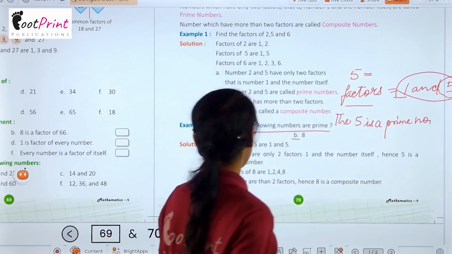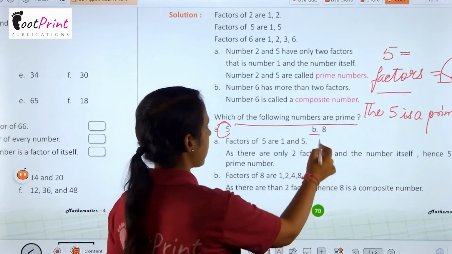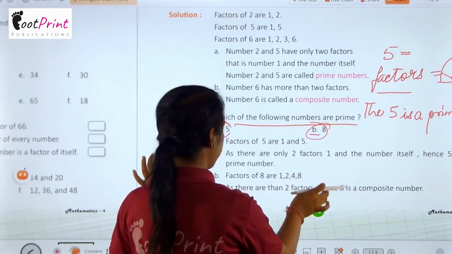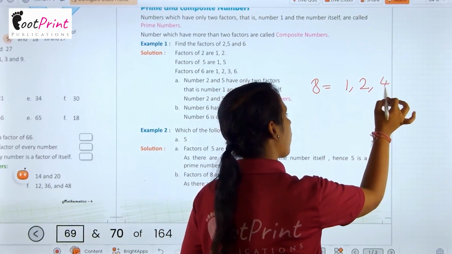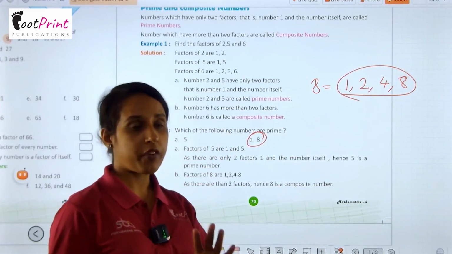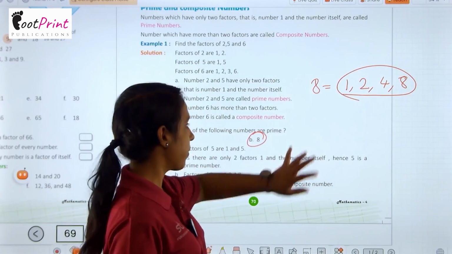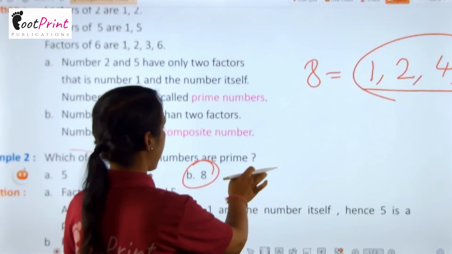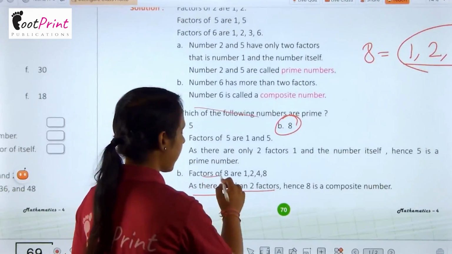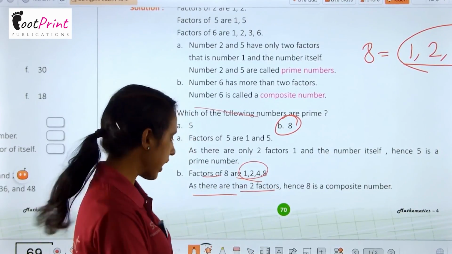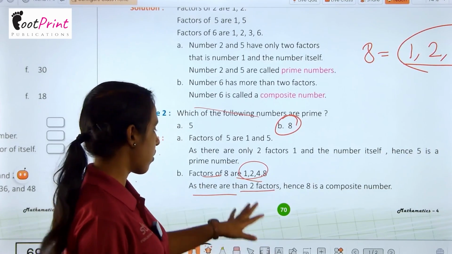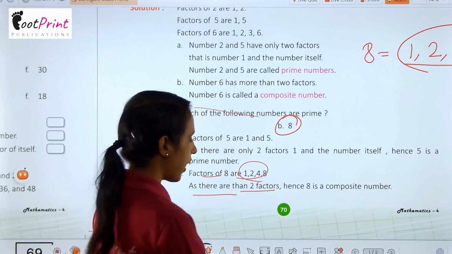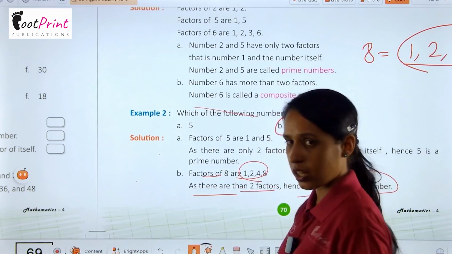Okay. Now move to the next, that is 8. So factors of 8 are 1, 2, 4 and 8. So here 4 factors are there of 8. So we can say that there are more than 2 factors of 8. So 8 is a composite number.